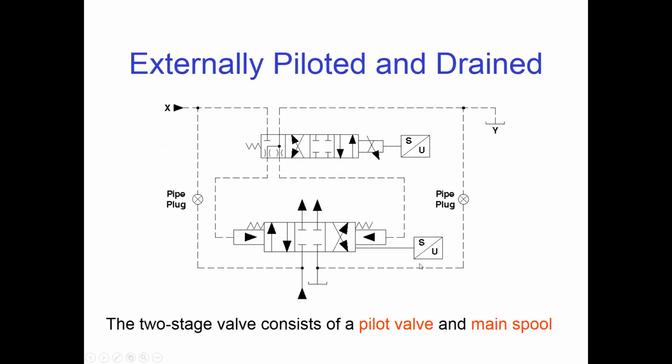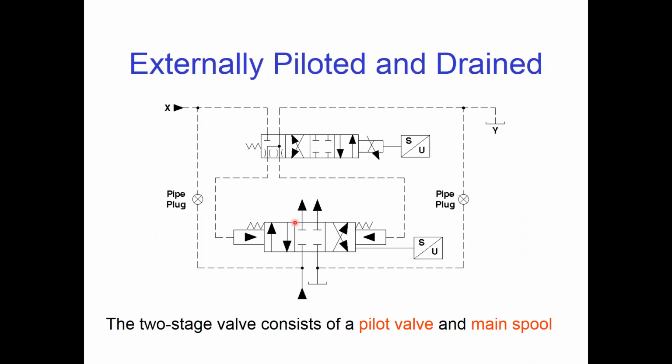All right, now here's a little schematic of an externally piloted and externally drained two-stage valve. Like I said, whenever we're using the single stage or direct operated valve as a pilot valve, we're going to use a float fail-safe position. Right now, why do we use a float fail-safe position? The reason is because if we had a power failure or a broken wire or something like that, we would like for the main valve spool to shift to its center position, whatever type center position the valve has.